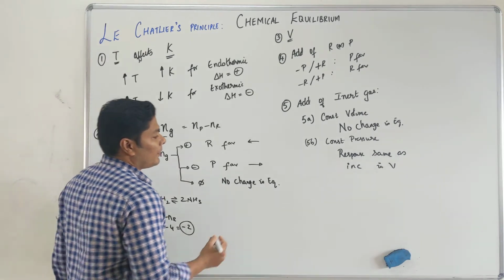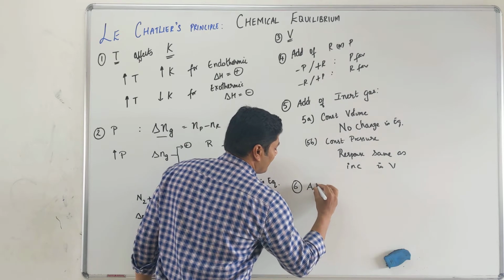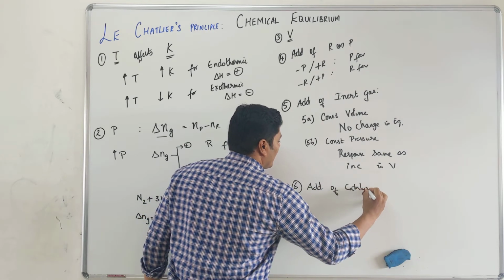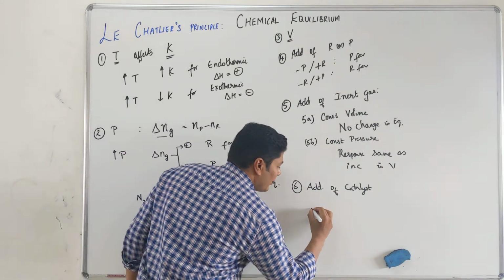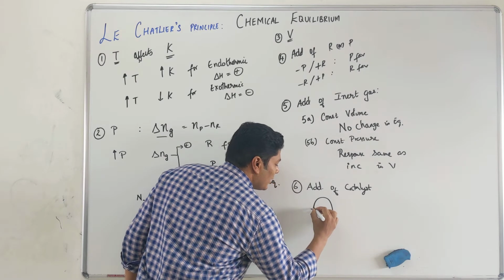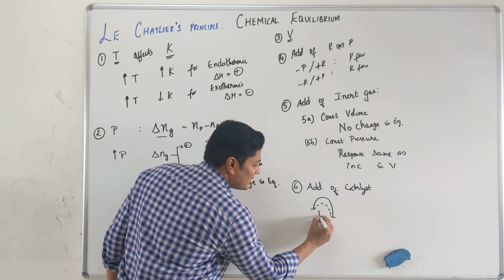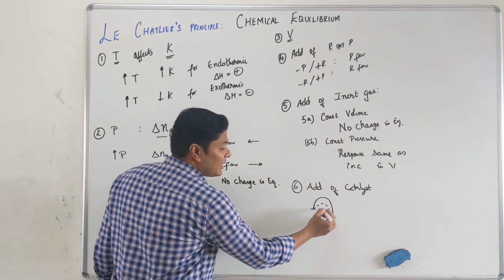Okay, next one, addition of catalyst. Now I want to pull up our thermodynamics here. Let's say this is an exothermic reaction and this used to be a catalyst. I was very specific that this is the thermodynamic side. Delta H doesn't change, but this is the kinetic side.